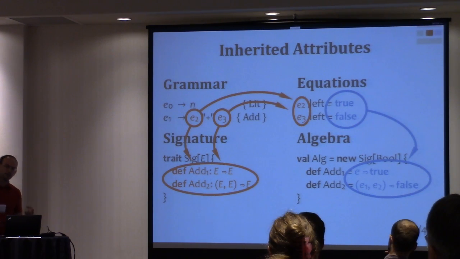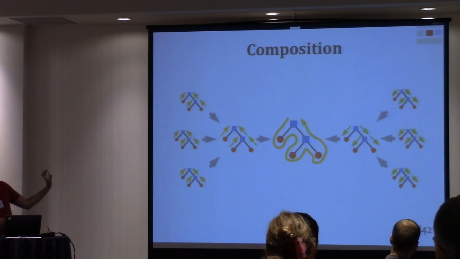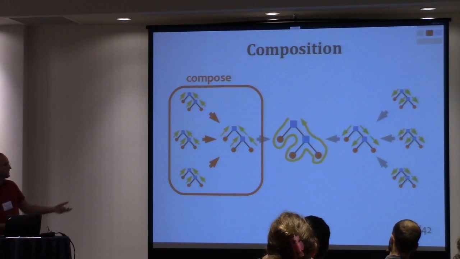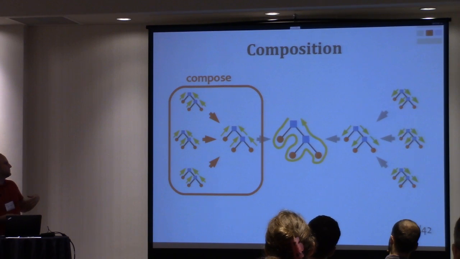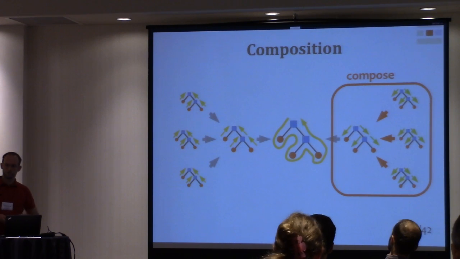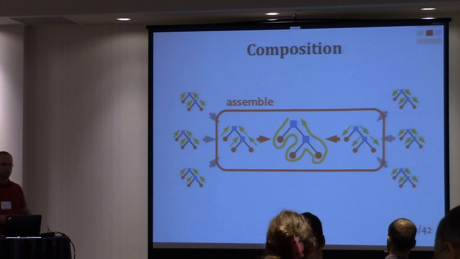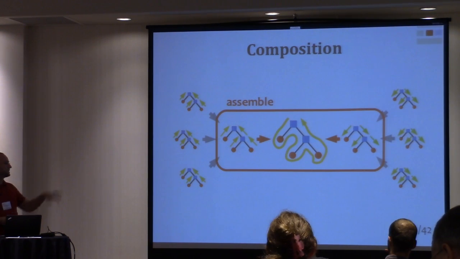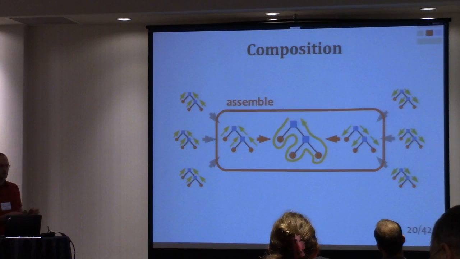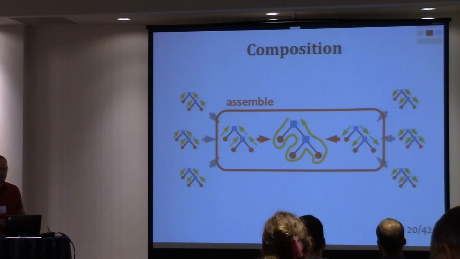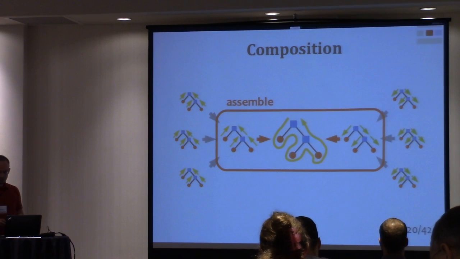So what we gain by encoding both synthesized and inherited attributes as just signatures and algebras is that we can use the same composition mechanism for both. So the way we assemble many synthesized and many inherited attributes into one traversal is that we compose all the synthesized attributes, and we compose with the same mechanism, just on the different signature, all the inherited attributes. And then we assemble just one synthesized attribute that does all of the synthesized work and one that does all of the inherited work into one pass traversal.